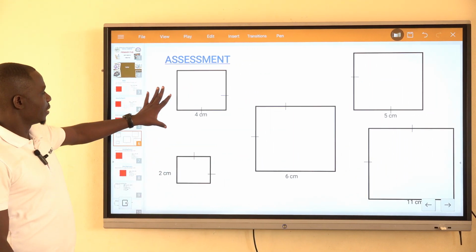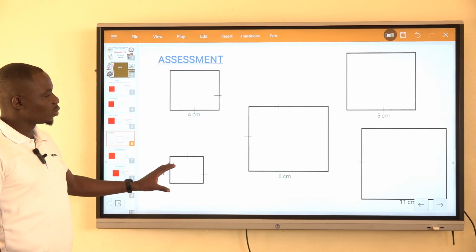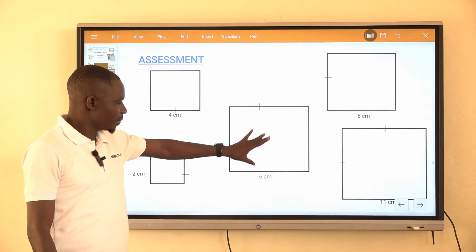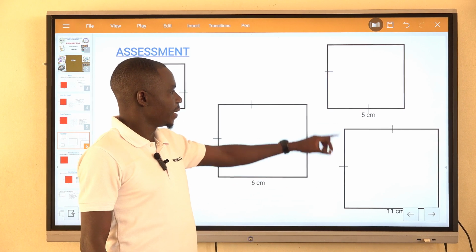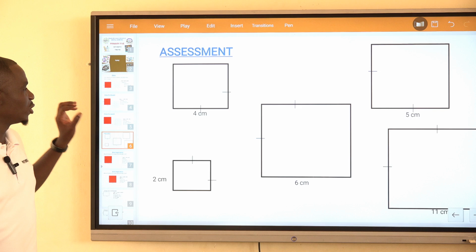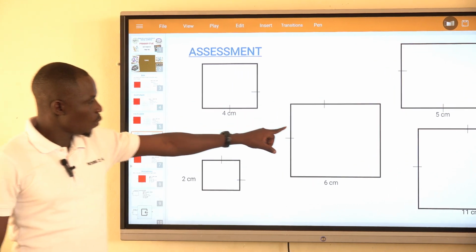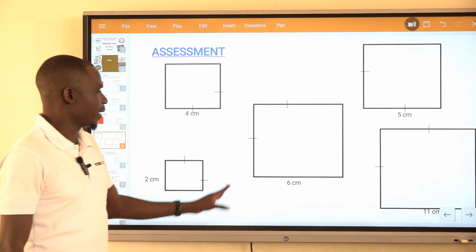Sit and look at this assessment for you. The first one is 4 centimeters. Another square is 2. The next one has 6. Then another square has 11. Then the next square has 5 centimeters. So I would like you to try 1, 2, and 3, and also calculate the area.